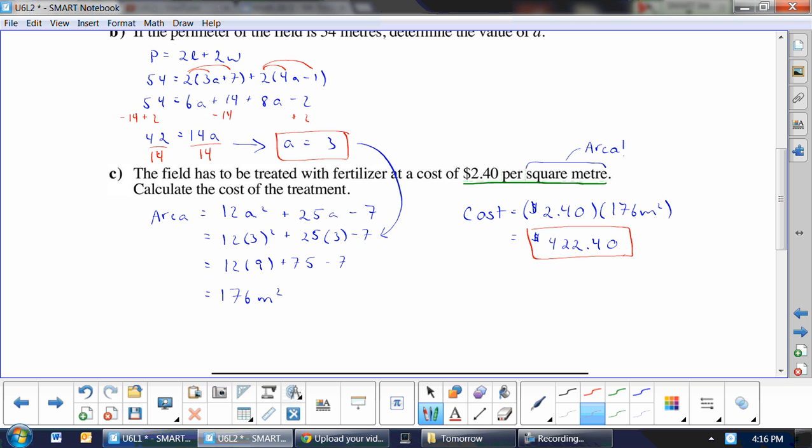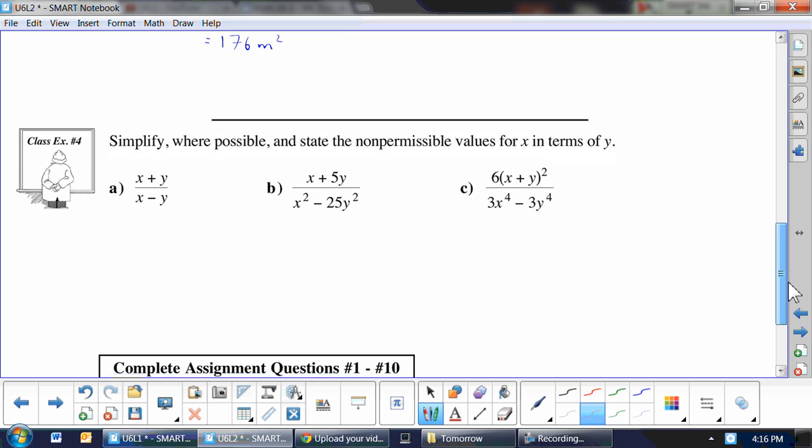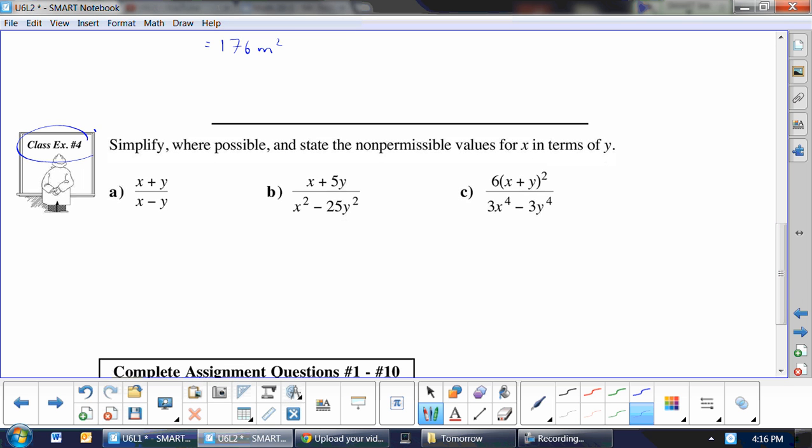Okay? So, for example number 4 now, it says simplify where possible and state the non-permissible values for x in terms of y. Again, first things first, non-permissibles come first, and then simplify. So let's do A and C. Well, x minus y cannot equal 0. So we know that x cannot equal y. There's our non-permissible.